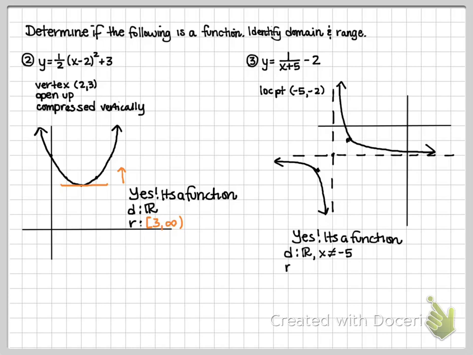Range works the same way. You'll get every single y value out of this, except the y value of the locator point, which is going to be, let's see, -2. So there are a whole bunch of different ways to write the domain and range on these things. These are just common notations that we use at this school.